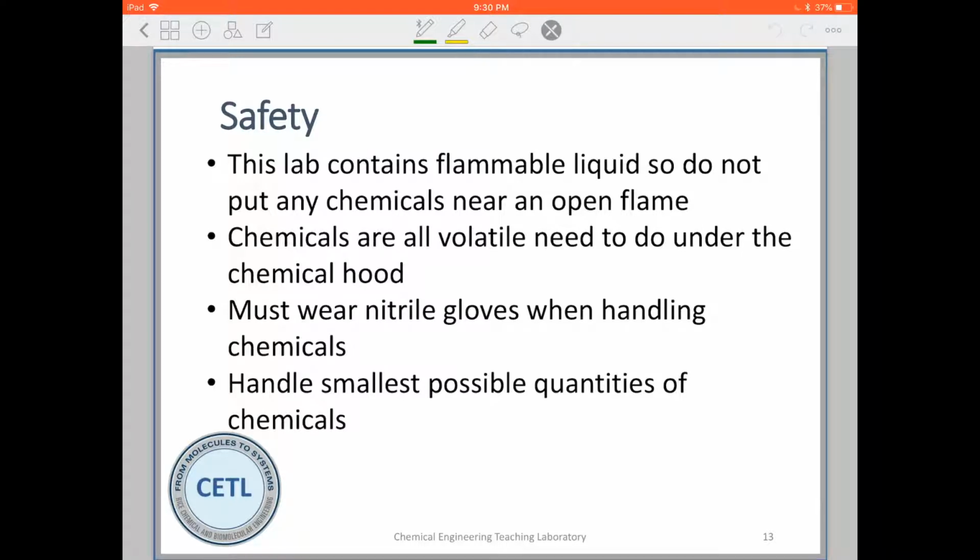So that actually summarizes this experiment.